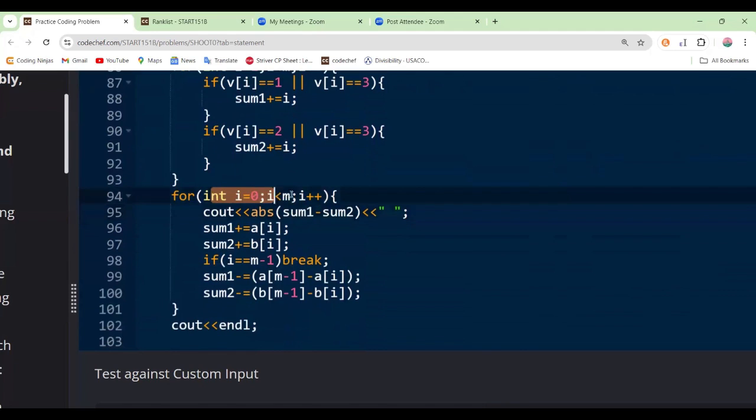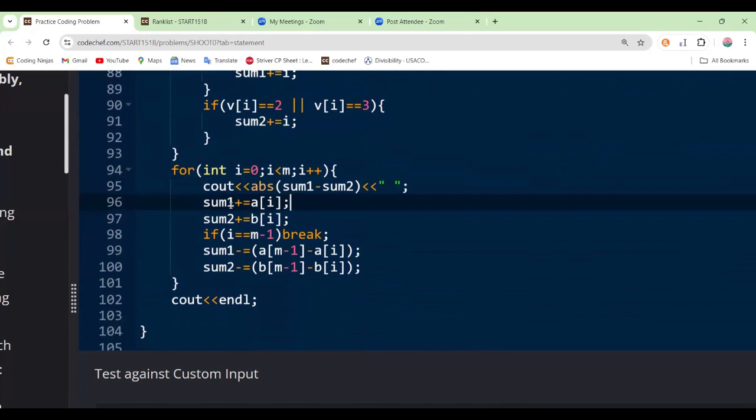Once I have that, I just iterated over all the indices. First of all, I printed the absolute difference of sum1 and sum2. Then see how my variables will change. Sum1 will get added by A of I and will get subtracted by A of M minus 1 minus A of I. Similarly, sum2 will get added by B of I and get subtracted by B of M minus 1 minus B of I. If my I equals M minus 1, this means I have printed for all the cells, so I am simply breaking from it. And at the end, I can simply print endl, that is a new line. And this is the complete code for this question.